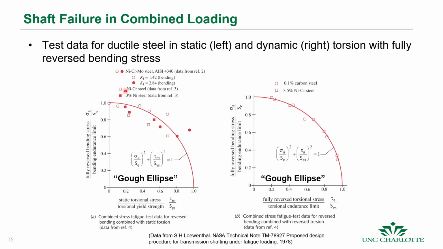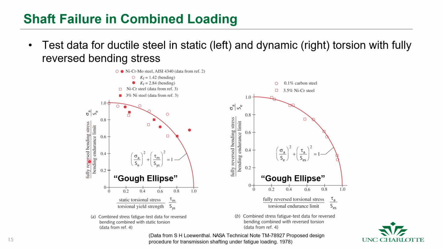Now, a lot of data was collected, and in the past, what's called the Gerber ellipse was used for design. We've actually replaced that now with the modified Goodman diagram. This is mainly for historical reference, but you can see that this is test data for steel in static and dynamic torsion with fully reversed bending stresses.